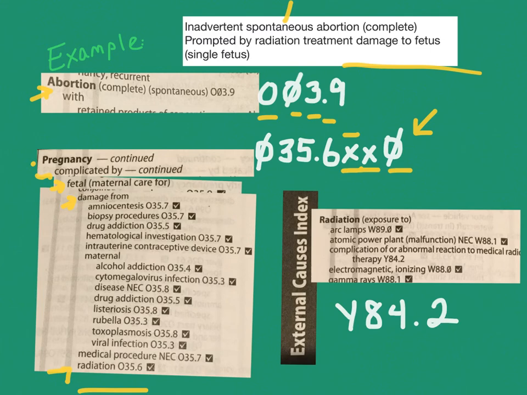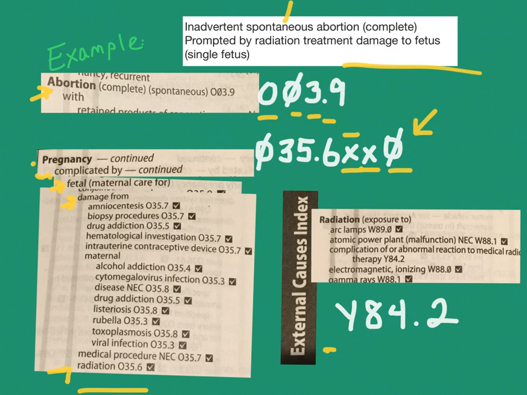Then I'm not going to ask you to do this on a quiz, and we've mentioned this in the past. This external causes index usually relates back to injuries, giving more information about injuries mostly for research purposes. Here we have an injury to the fetus caused by radiation treatment. So thinking back to this external causes index, it has its own separate index found just prior to the tabular list in your code book.